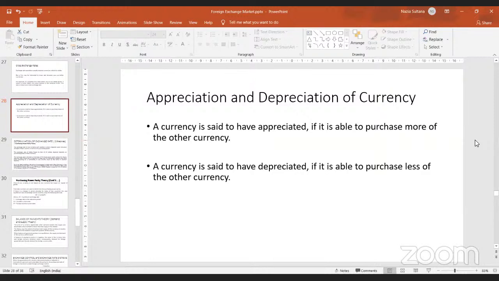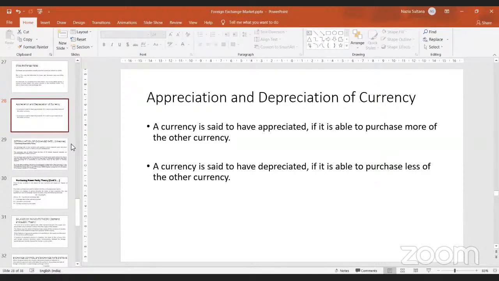That means Indian currency can now buy more dollars, which means that the value of Indian currency has gone up. In case more Indian currency is needed to buy fewer dollars, then your value has depreciated. So you can have appreciation and depreciation of currency. If more of your home country's currency is needed to buy a foreign country's currency, it means the value of your currency went down, depreciated. If less of your currency is needed to buy more of another country's currency, then the value of your currency has gone up, which is called appreciation. So you can have appreciation also and depreciation also.